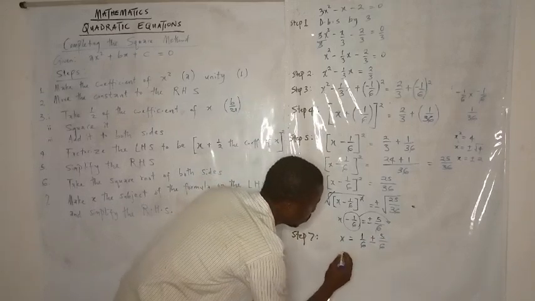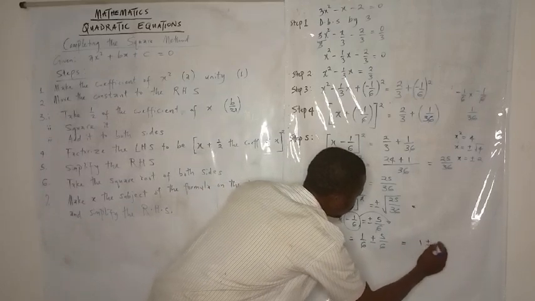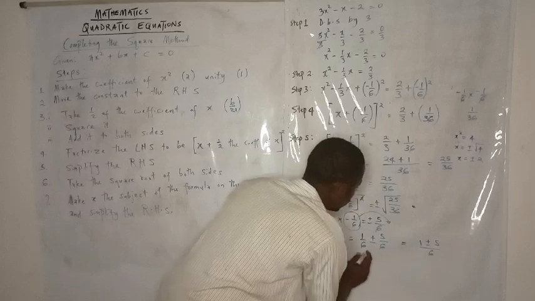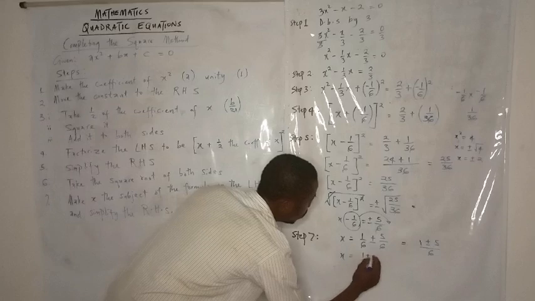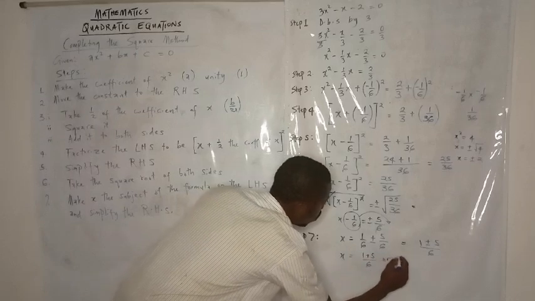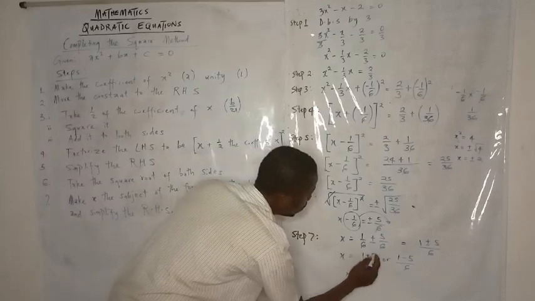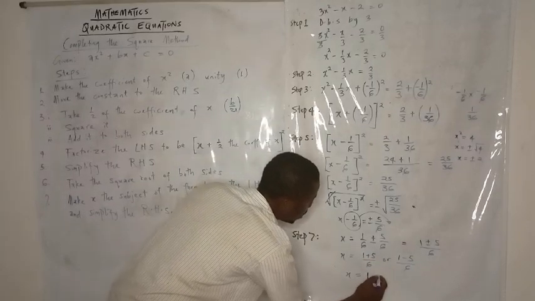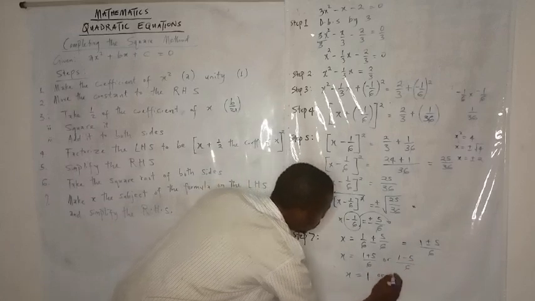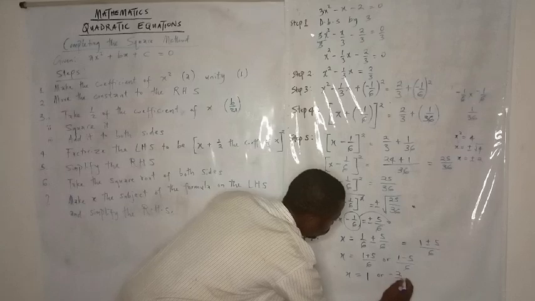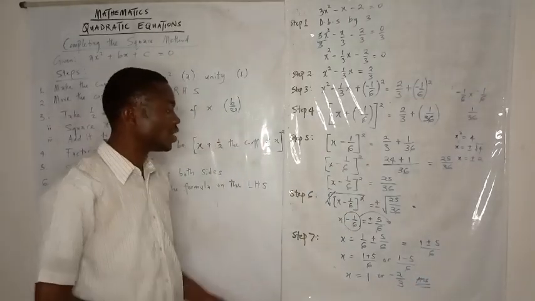So we have that, because the denominators are the same, this is also equal to 1 plus or minus 5 over 6. Because the denominators are the same, we'll take one of them. So x is equal to 1 plus 5 over 6 or 1 minus 5 over 6. So x is equal to 1 plus 5 is 6. 6 divided by 6 will be 1, or 1 minus 5 is minus 4. Minus 4 divided by 6 will give us minus 2 over 3 as our answer. So this will be the final answer.